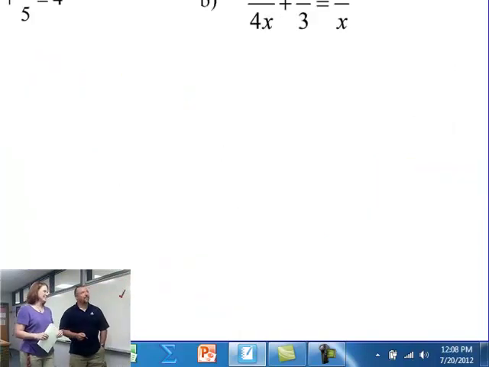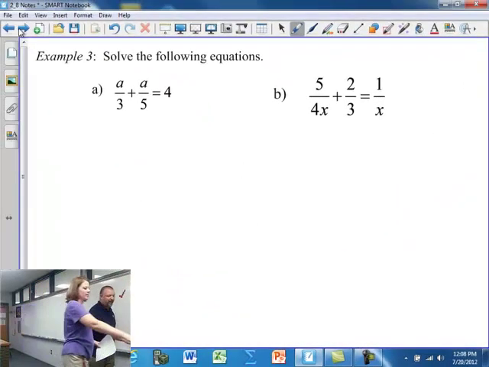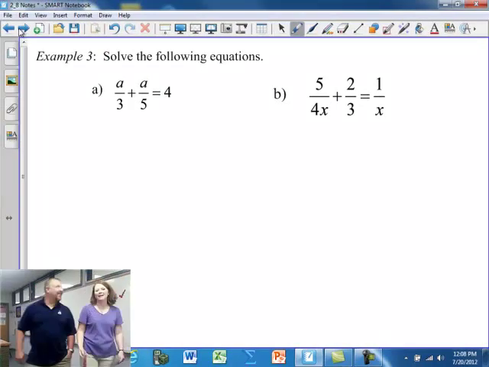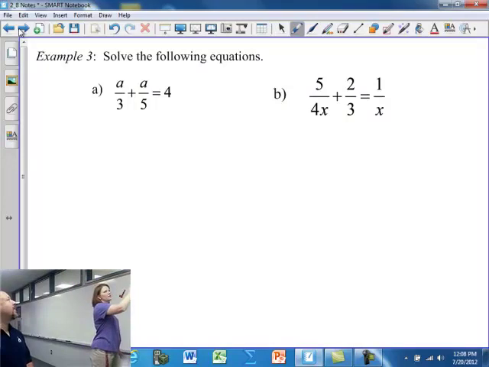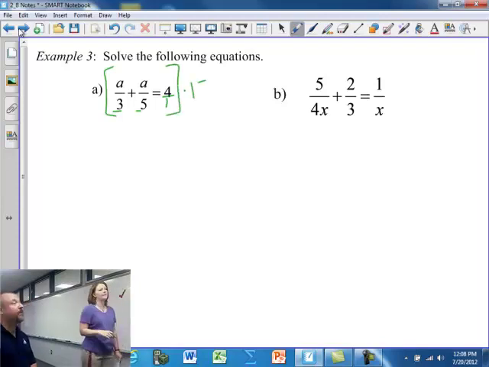Let's try some problems then, shall we? You want to do these, or you want me to do these first? This one's super easy because we already did it a couple of lessons ago. But if we want to get rid of these fractions, we've got a 3 in the first denominator, a 5 in the second one. If you want to be technical, there's a 1 right there. And we're going to multiply all 3 pieces by the least common denominator of 15, which is just 3 times 5.